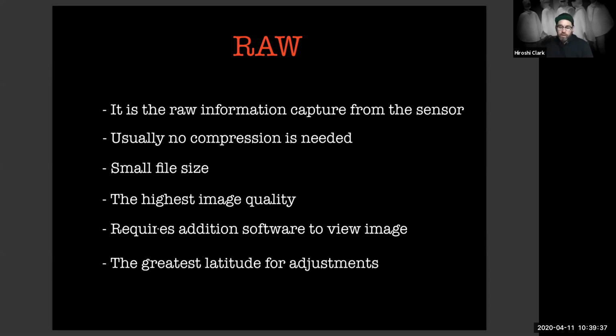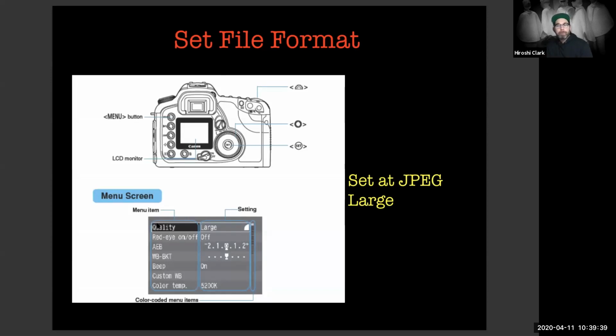And then greatest latitude for adjustments, we talked about that. I don't know about different cameras. This is probably the camera that we have over at Mount Sac, the T7 or T3. This looks like it, but you basically have to find the file format function and change it. Usually the verbiage in Canon is quality. I forget what it is on my Nikon, but you're going to have to find that on your own, okay?